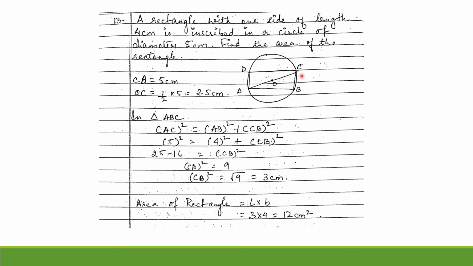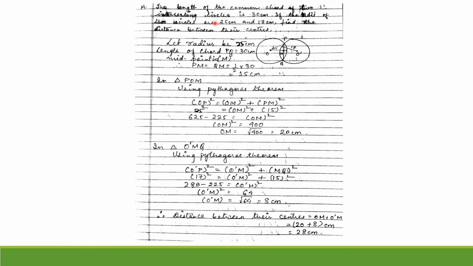So I've taken triangle ACB, and if you see this, your AC square will be equal to AB square plus CB square, and therefore length of CB comes to 3 centimeter. So we have two sides of the rectangle. Since it's mentioned rectangle, that means opposite sides are equal. So we have 3 centimeter and 4 centimeter. We can use it to find out the area of the rectangle, that is length into breadth, which is equal to 12 centimeters square. Let us see the next question.